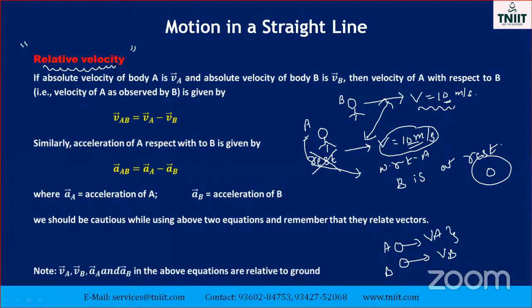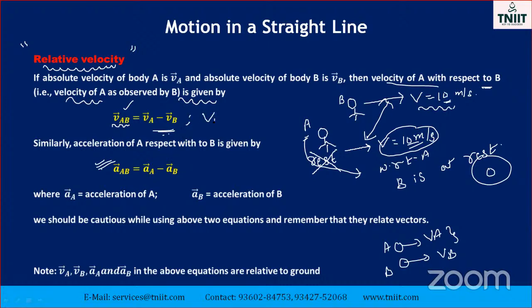Now, what is that relative velocity? The velocity of body A with respect to body B is denoted by VAB. What is VAB? It is the velocity of body A with respect to body B, given by VA minus VB. Similarly, if you want acceleration, you can use the same: AA minus AB.